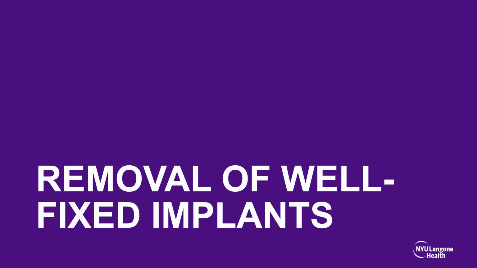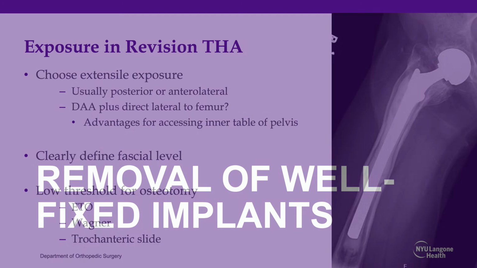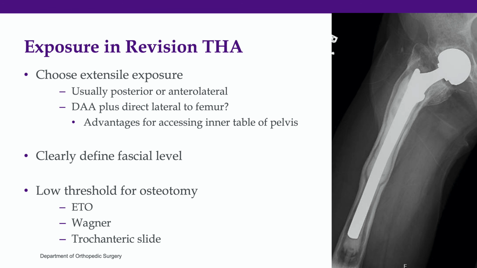Before you can reconstruct your femur, you're going to have to get out your parts. So how do we go about removing well-fixed implants? Well, first we need exposure. You want to choose an extensile exposure, and for most surgeons that's going to be a posterior or an anterolateral approach, although there are plenty of anterior surgeons who will talk to you about how they can use a DAA for the hip joint and actually extend that proximally to get to the inner table of the pelvis, and they can go direct lateral to the femur through a second window.